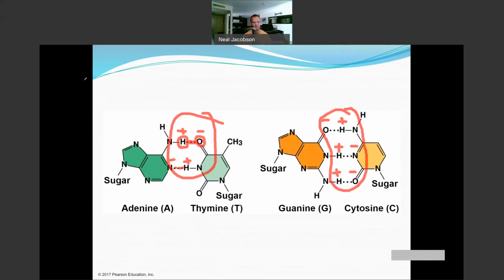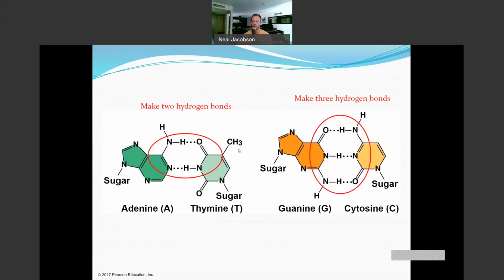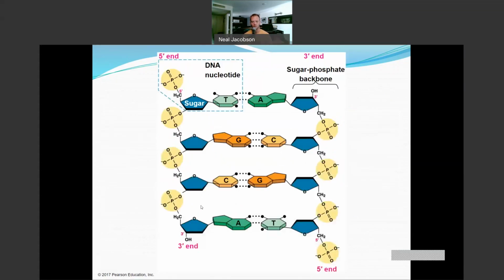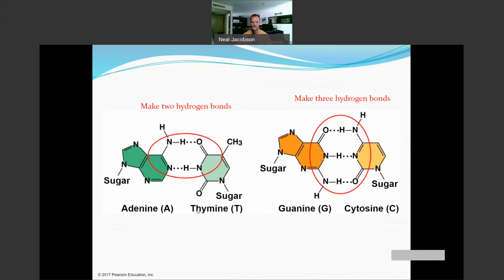So let me finish up my annotation there. Okay. So you got 2 hydrogen bonds between adenine and thymine and 3 hydrogen bonds between cytosine and guanine. And so when you get these 2 complementary strands lining up, you get 2 hydrogen bonds between adenine and thymine, while 3 hydrogen bonds between guanine and cytosine. All right. So this is like zooming out from what we just looked at, right? So this is just one base pairing, right?